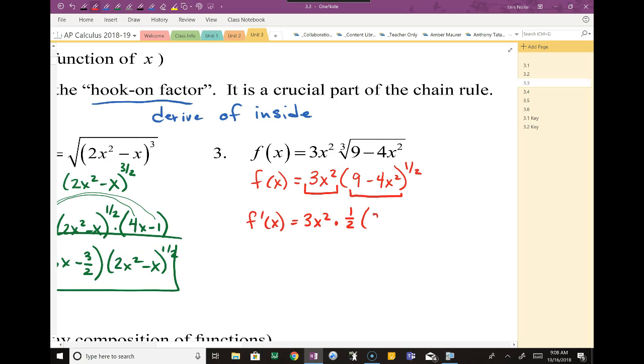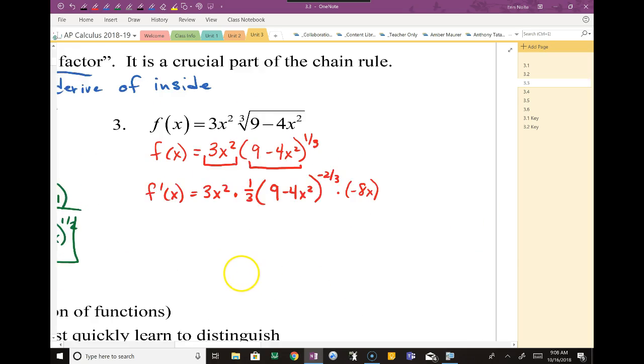Oh, 1/3, because I wrote it down wrong. Thank you for catching my mistake. 1/3. Okay, inside stays the same. I'm going to lose 1 from the exponent, so 1/3 minus 1 is -2/3. Now I'm going to multiply by the derivative of the inside. What's the derivative of 9 minus 4x squared? -8x. Good.